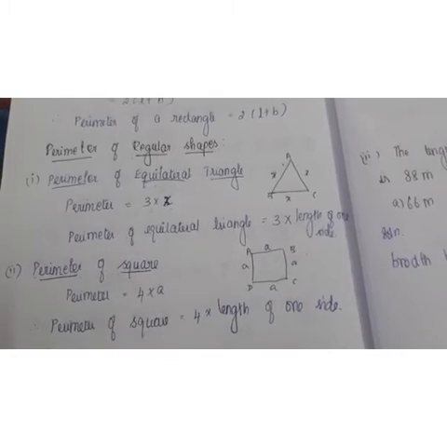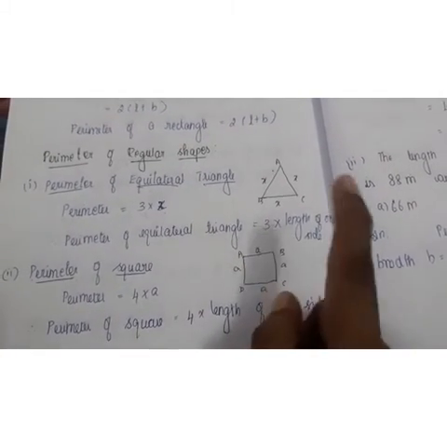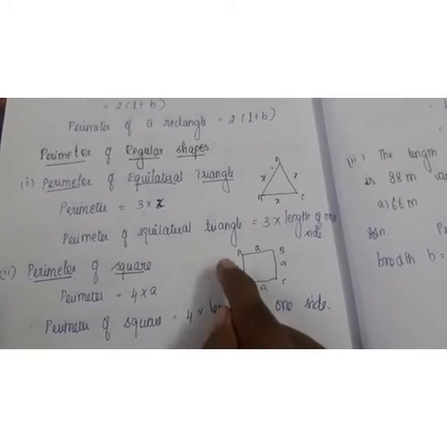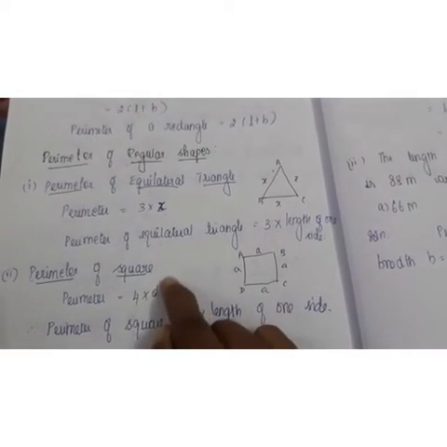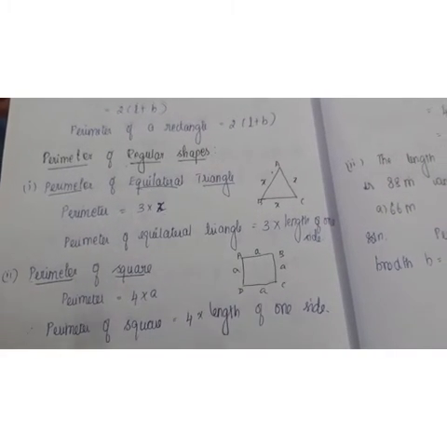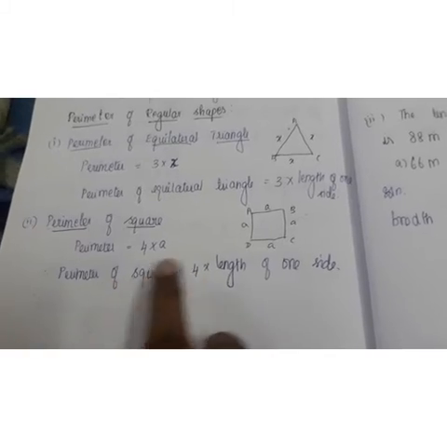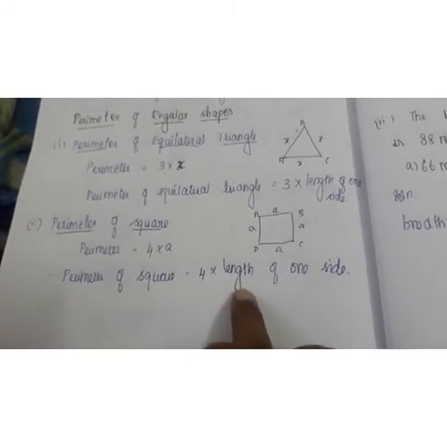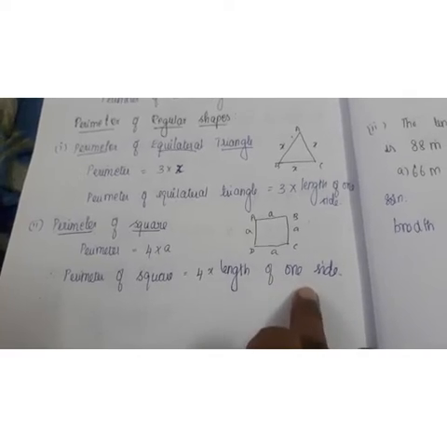Similarly for the perimeter of a square, you can see all the sides are equal, A here, A here. There are 1, 2, 3, 4 sides, right? So 4 multiplied by A. The perimeter of a square is equal to 4 multiplied by the length of any one side because all sides are equal.